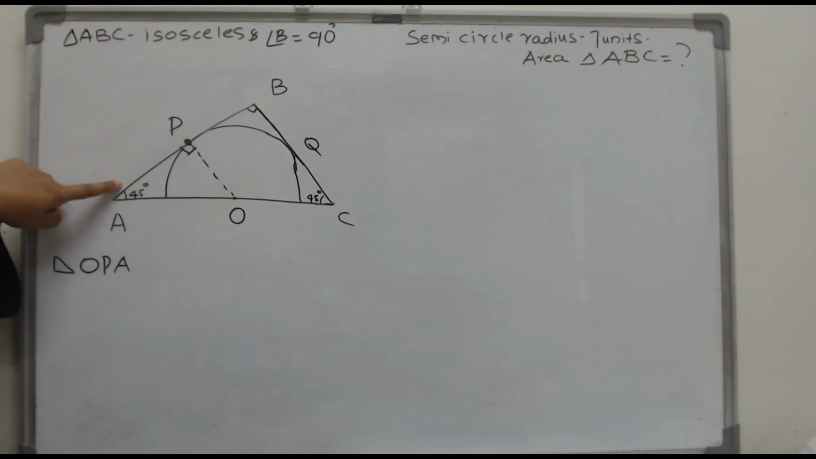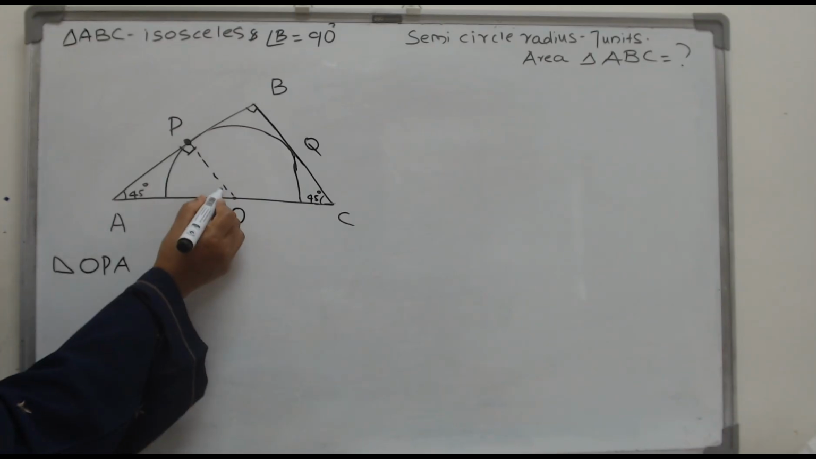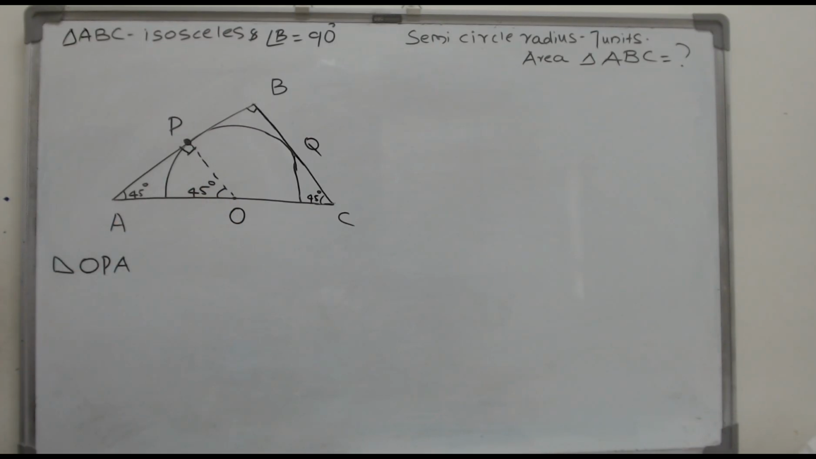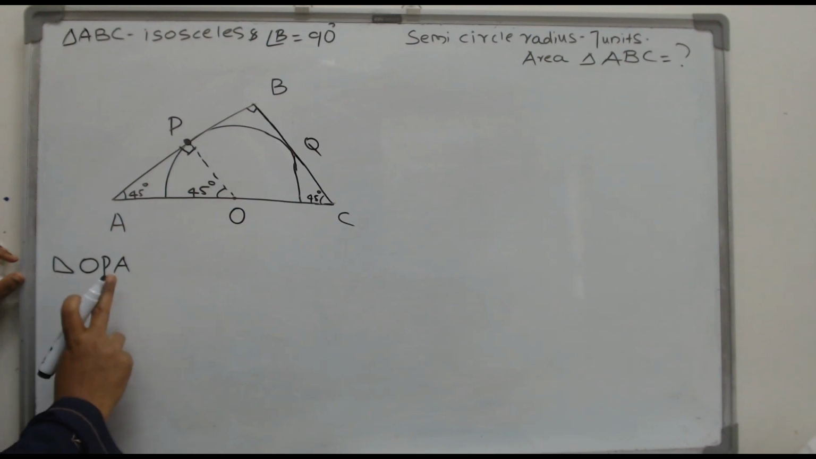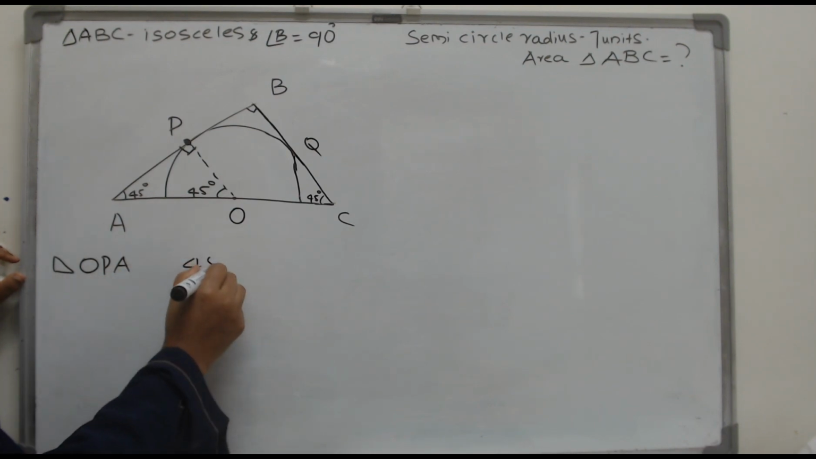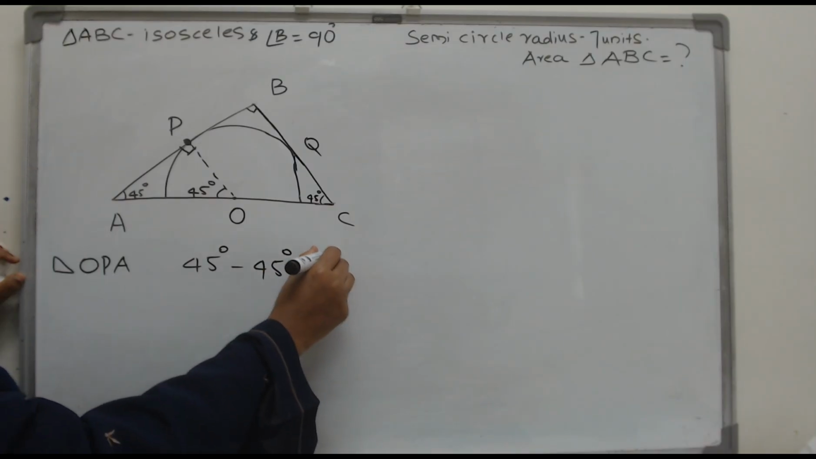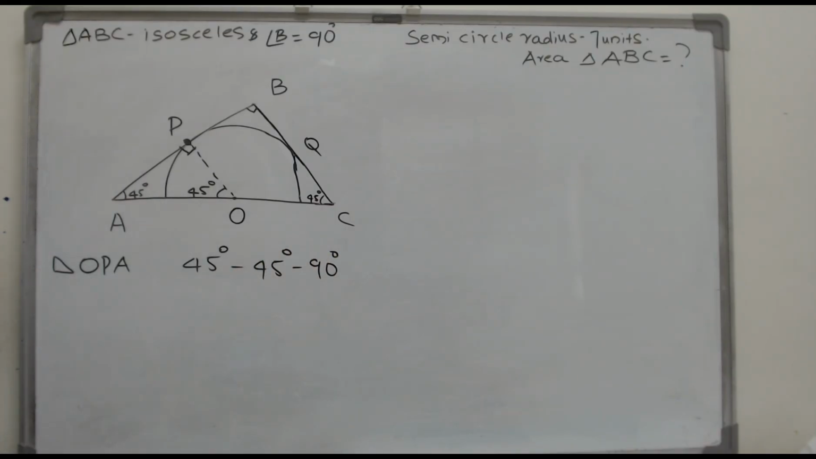One of its angles is 45. So what will be the other angle? The angle here is also going to be 45 degrees because the sum of angles of a triangle is 180 degrees. Or in other words, this triangle OPA has angles 45, 45 and 90. It is a special triangle. What is special about it?